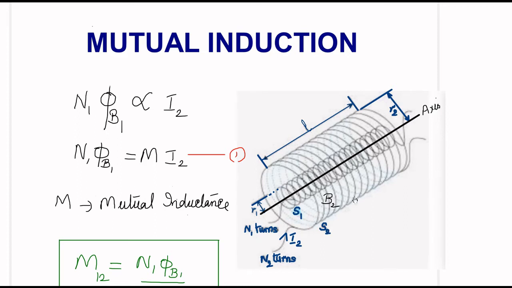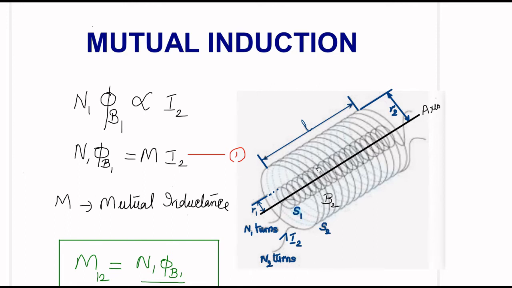S2 has radius R2, which is larger than the radius R1 of the coil S1. Now, when current I2 passes through the coil S2, a magnetic field is produced within the coil. Let B2 be the magnetic field produced by the coil S2. And the coil S1, of shorter radius, is placed coaxially within the coil S2.